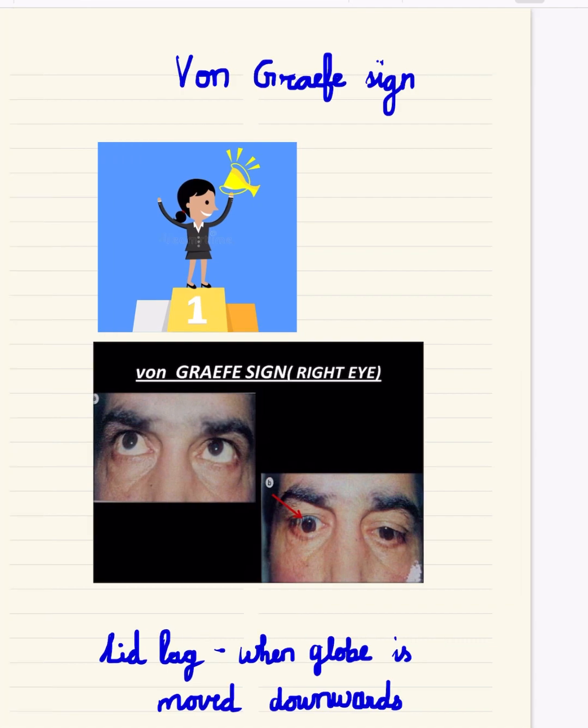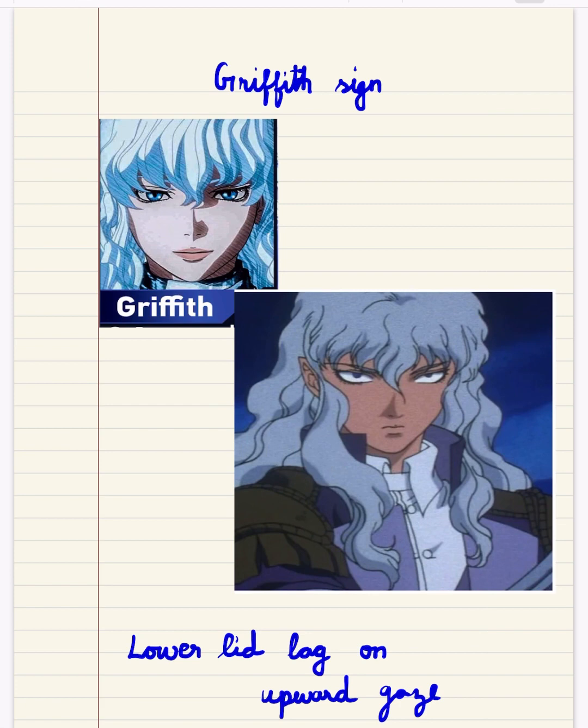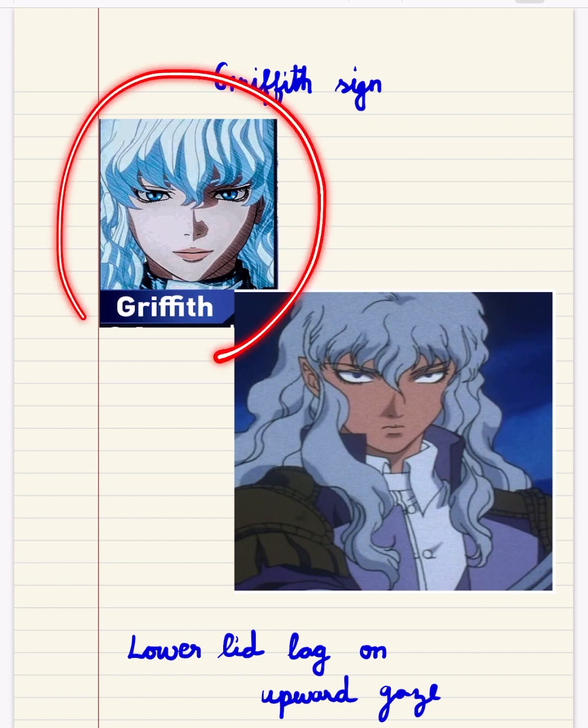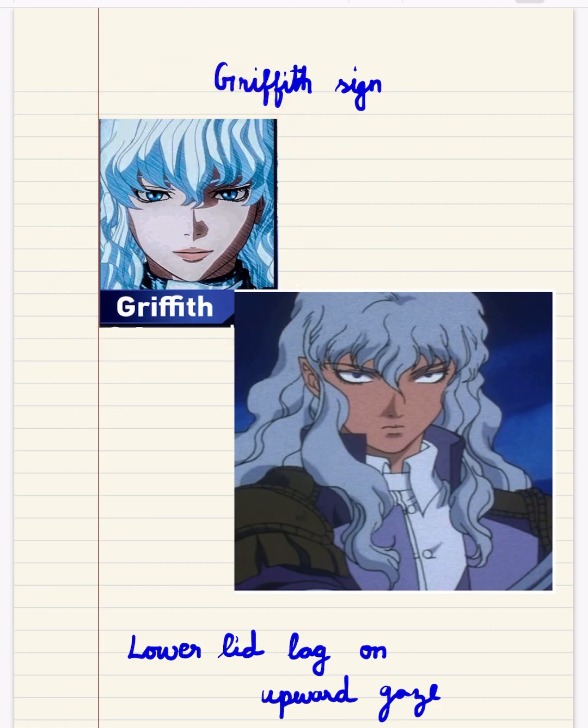The opposite of this is Griffith sign. In the Griffith sign, there is a lower lid lag when the patient is asked to look upward. This can be remembered by the popular anime villain whose name is Griffith. Griffith, with his villainous look, looks upwards. There is the lid lag at the lower eyelid. So it signifies Griffith sign positive, seen in Graves' ophthalmopathy.